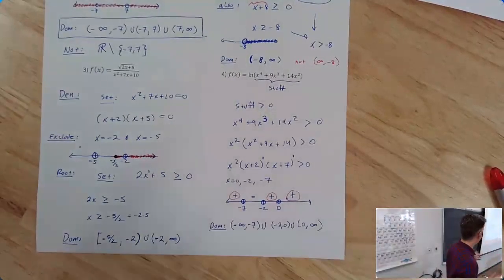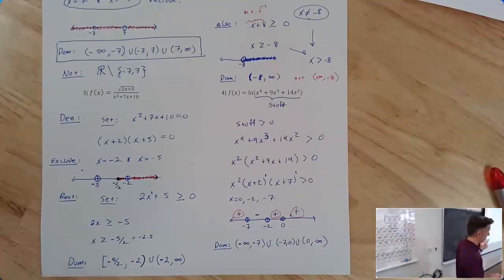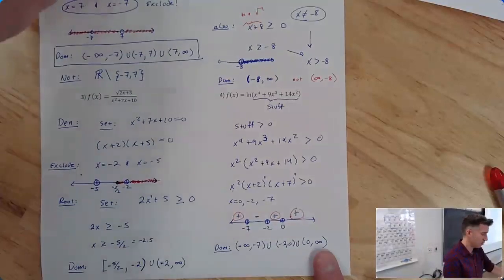So, domain, three things to look for. Are we dividing by 0? We don't want to do that. Am I taking a square root of a negative? I don't want to do that. Am I taking a logarithm of a negative or a 0? I don't want to do that. So those are the things we try to make sure we are not doing.